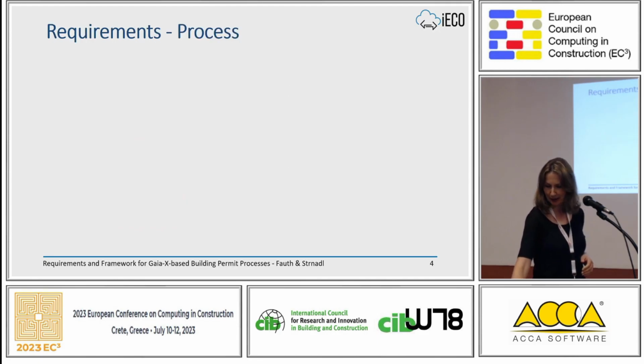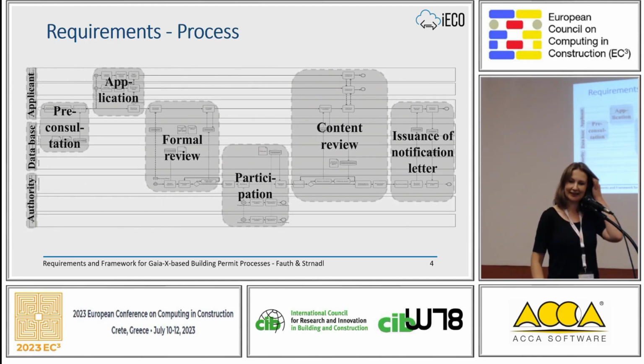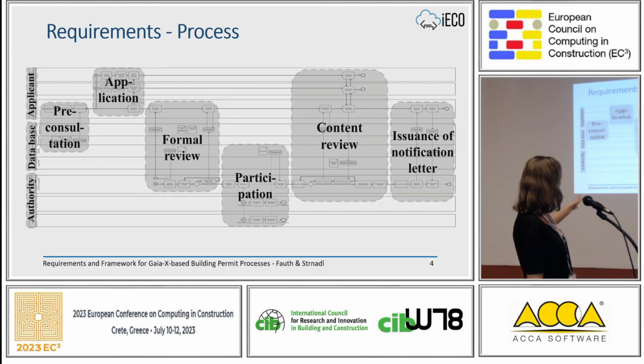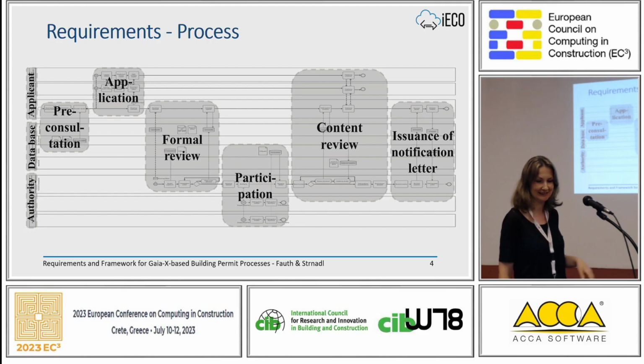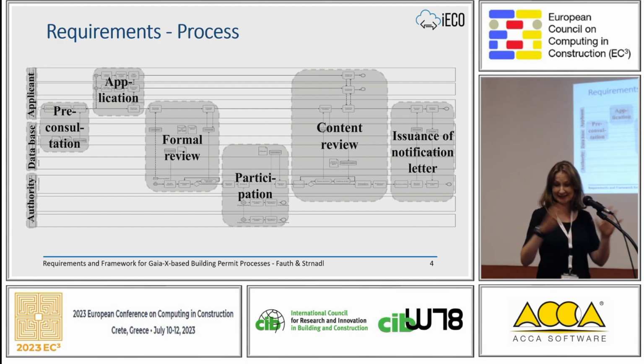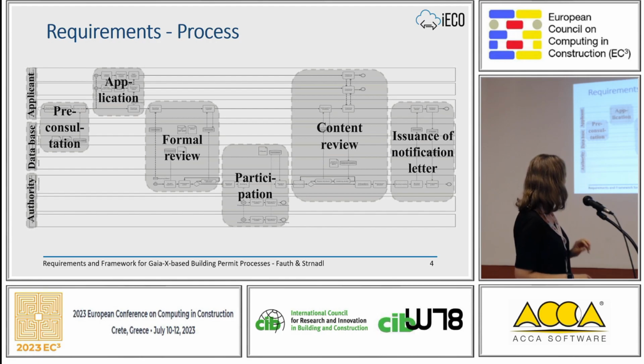For the process requirements, I can go through it quite simply. You see a very, very simplified process model of the building permit process, just from the pre-consultation to the issuance. There are also some pre-processes and post-processes, and we subdivide into the authority side, which consists of a lot of stakeholders. The same is true for the applicant side, but we also modeled here a database layer, let's say.